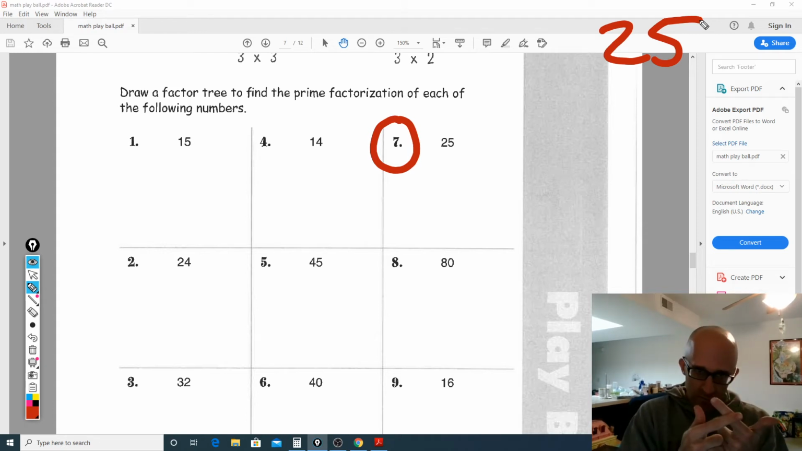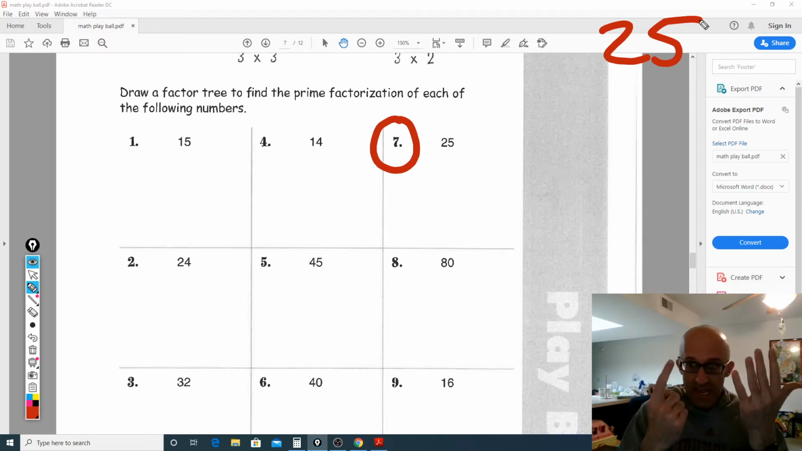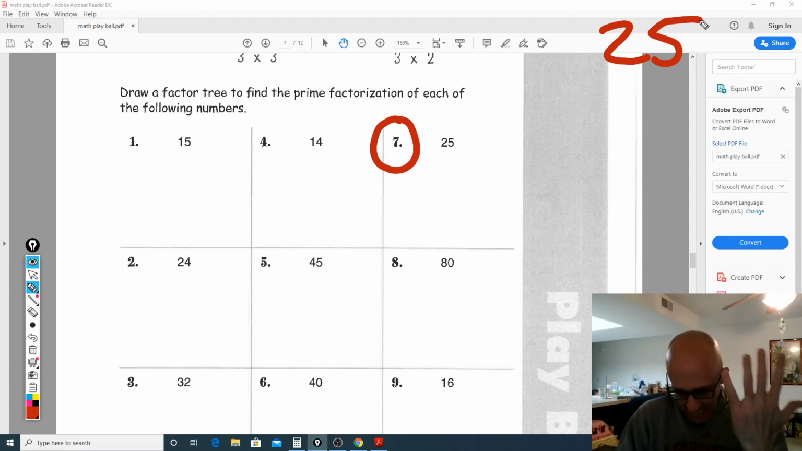You start from 2 and ask, can 2 go into 25 evenly? No. Can 3 go into 25 evenly? Let's think: 3, 6, 9, 12, 15, 18, 21, 24. No, it cannot. 4, no. Can 5? Yes.